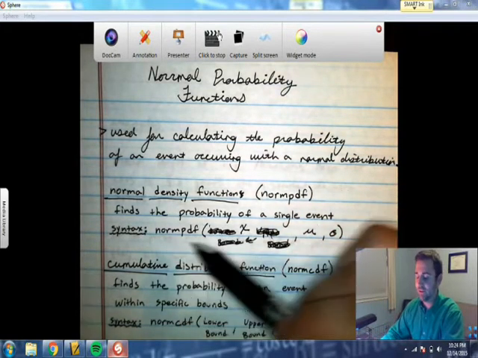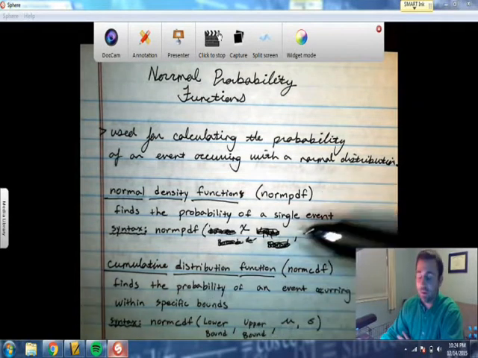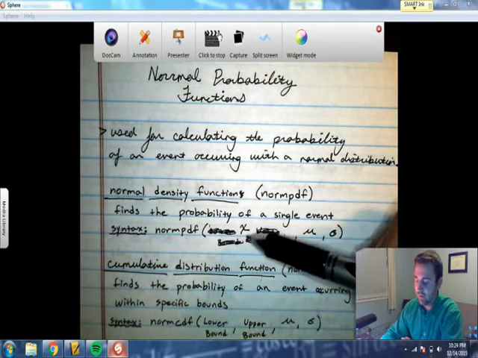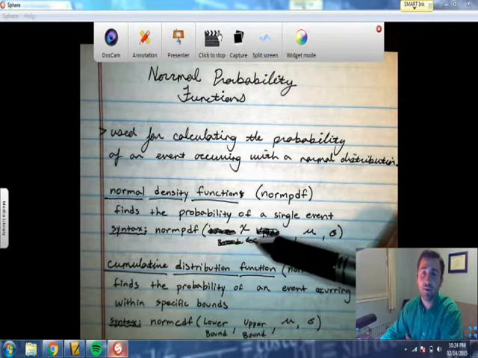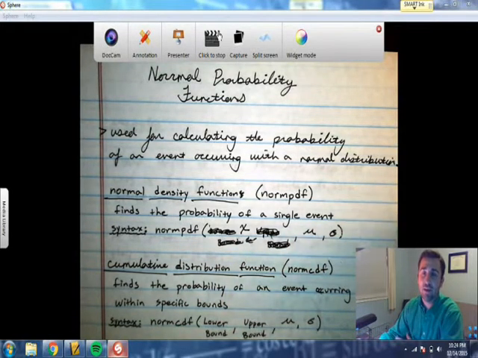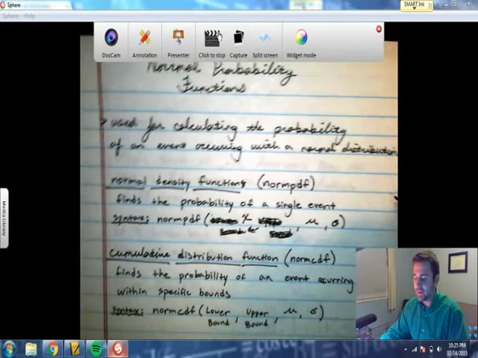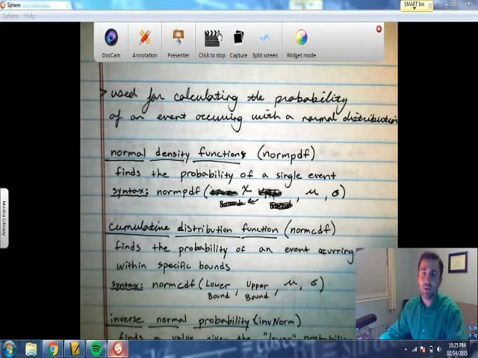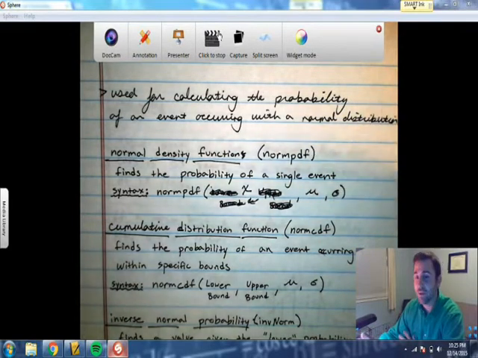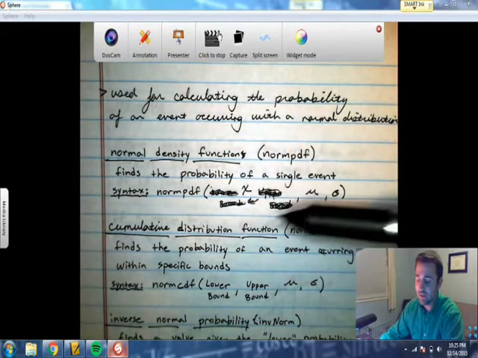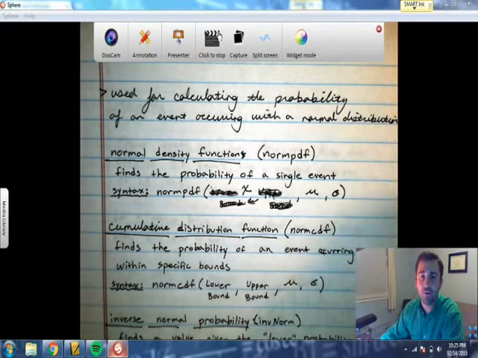The syntax for what we're going to put in the calculator is normal PDF, x being the score that we want to calculate the probability at, mu being the mean, and sigma being the standard deviation. The cumulative distribution function, norm CDF, finds the probability of an event occurring within specific bounds. So less than 16, greater than 27, between 16 and 27, all of those are different bounds. The syntax for the calculator is normal CDF, the lower bound, the upper bound, mu for mean, and then sigma for standard deviation.